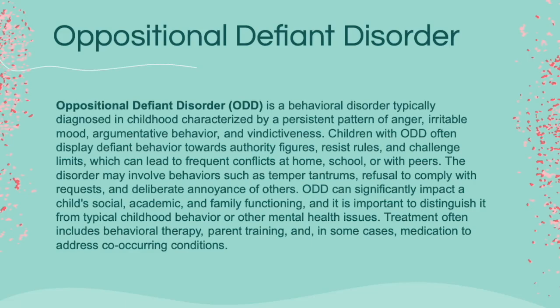The disorder may involve behaviors such as temper tantrums, refusal to comply with requests, and deliberate annoyance of others. ODD can significantly impact a child's social, academic, and family functioning, and it is important to distinguish it from typical childhood behavior or other mental health issues. Treatment often includes behavioral therapy, parent training, and in some cases, medication to address co-occurring conditions.